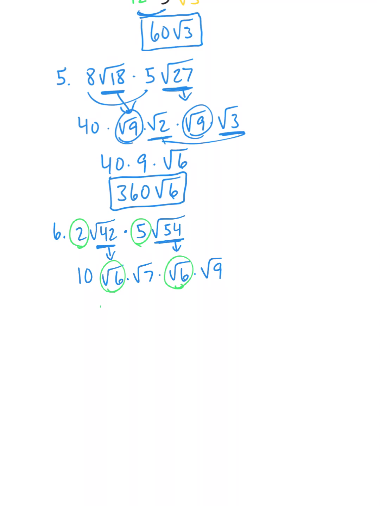So then we have the square root of 6 times the square root of 6. So that's just 6. The square root of 7, we can't simplify, so we leave that as the square root of 7. But the square root of 9 is 3, so we'll change that to 3. So then we need to multiply 10 times 6 times 3. So 10 times 6 is 60, times 3 is 180. And then we have our square root of 7 left. And that is our final answer.